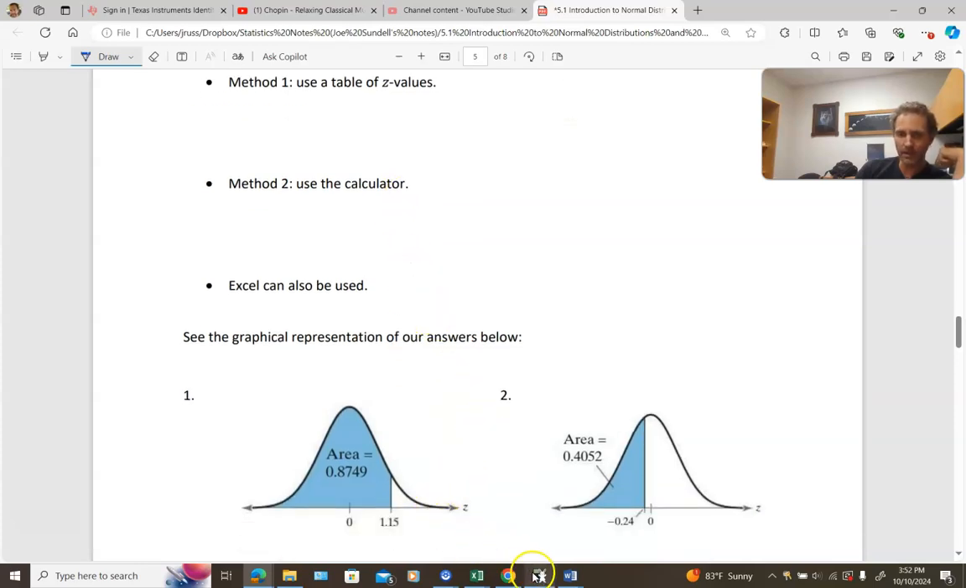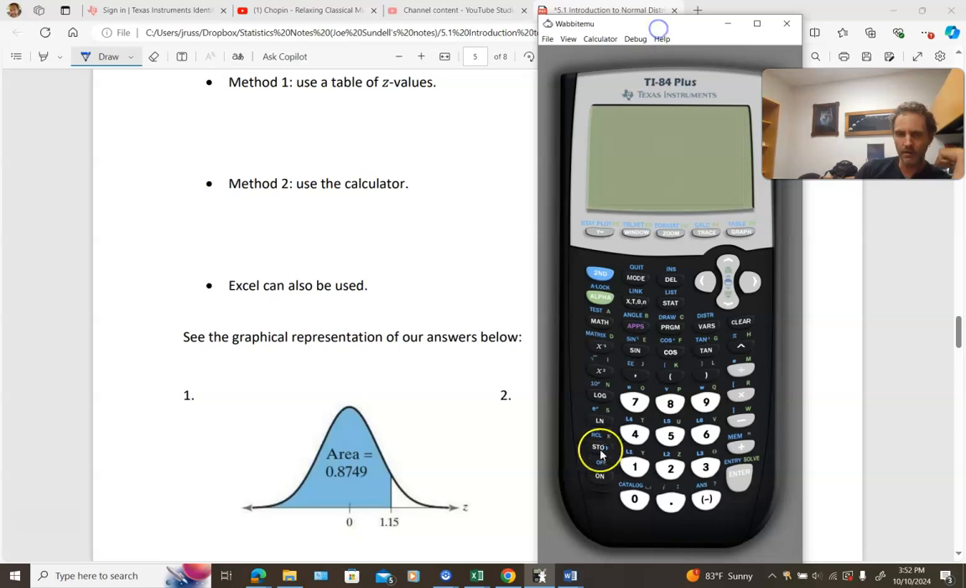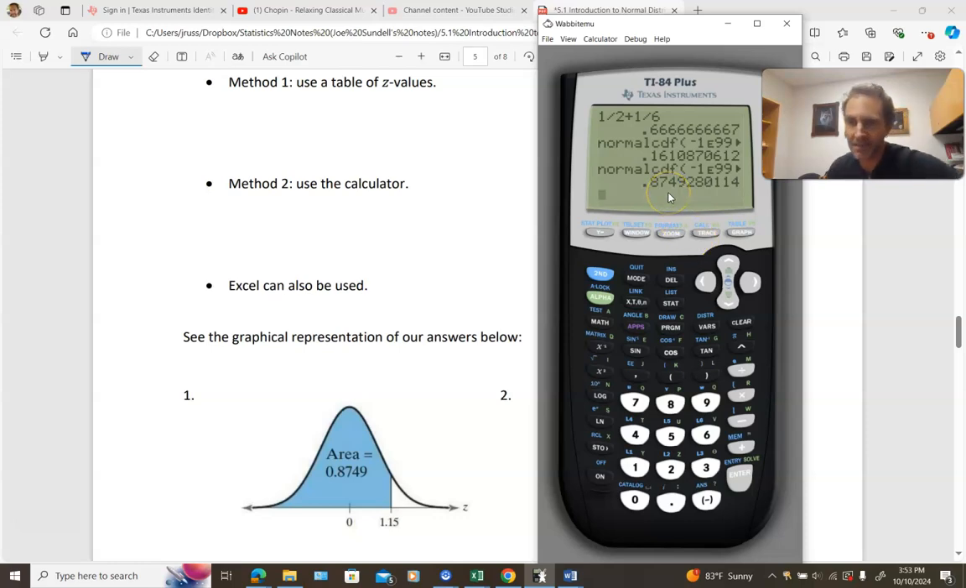Now, using the calculator, this is the way you would do it. You would go to distributions again, or you could just reuse that same one. You want your normal CDF. You're going to let this lower bound be negative infinity, but you're going to change this upper bound. Now we want a z-score of 1.15. You're going to keep these the same because we're still working with the standard normal distribution. And you enter again, and we get the same thing, 87.49%.